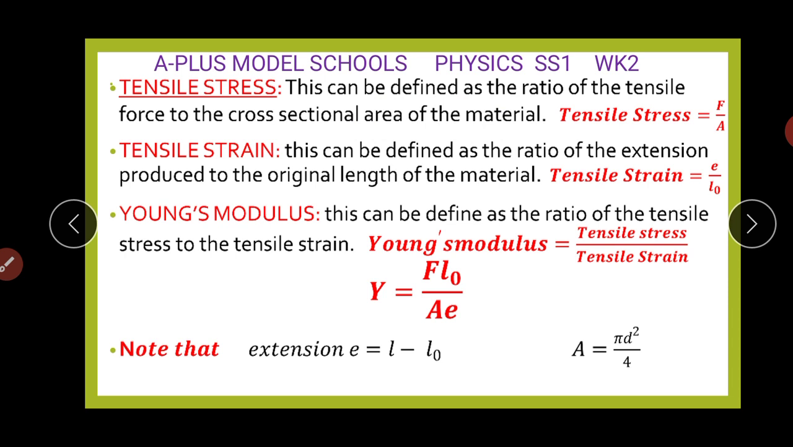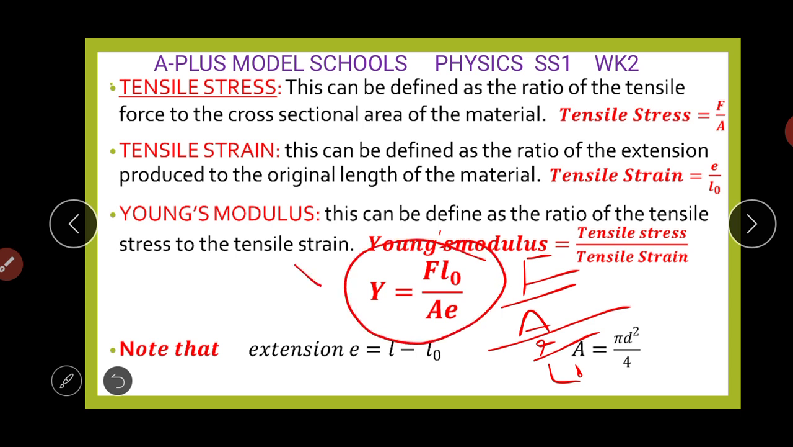The Young modulus is defined as the ratio of the tensile stress to the tensile strain. So the Young modulus is stress over strain. And don't forget that we said our stress is F over A and our strain is extension over L naught. So by the time you write this as F over A divided by e over L naught, you are going to get this equation. The symbol of the modulus is Y.